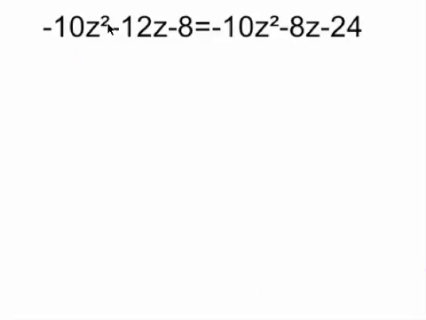Here we have negative 10z squared take away 12z minus 8 is equal to negative 10z squared take away 8z minus 24. So by now you should see a pattern to these types of questions. Basically, one of your variables is going to cancel. Either the z squareds will cancel or the z's will cancel. In this case it's the z squareds because I have negative 10z squared on the left-hand side and on the right-hand side. So I just have to do the opposite of negative 10z squared, which is plus 10z squared. So I'm just going to add 10z squared to the left-hand side and add it to the right-hand side.